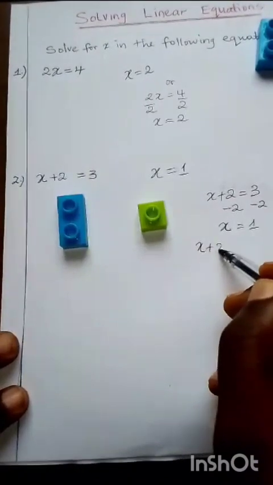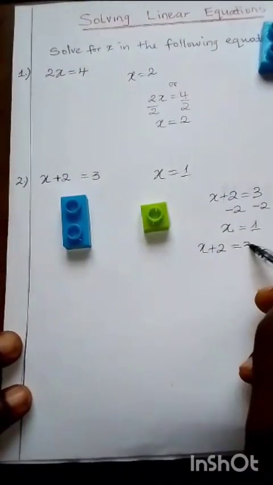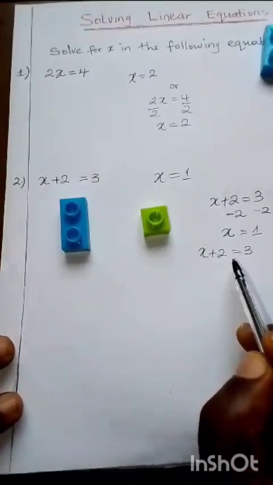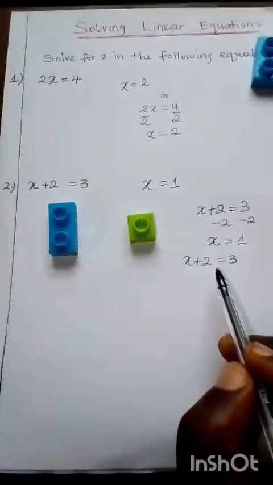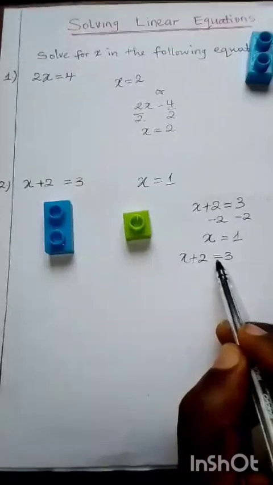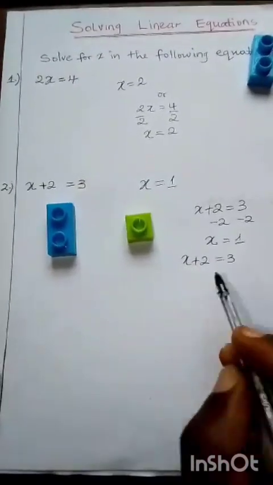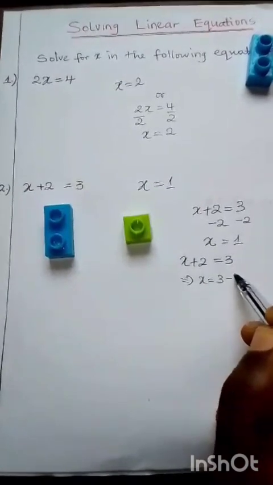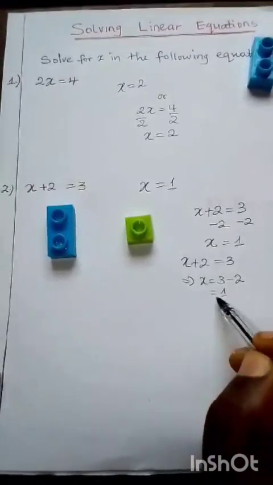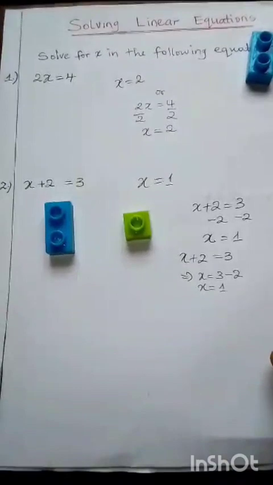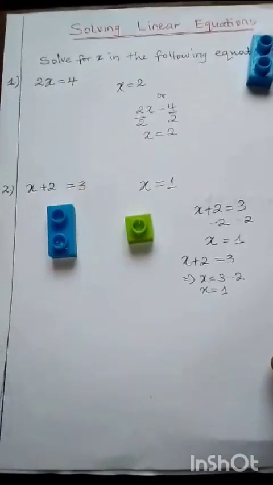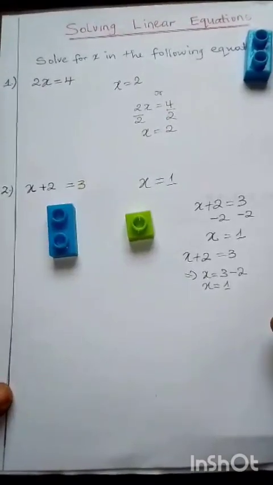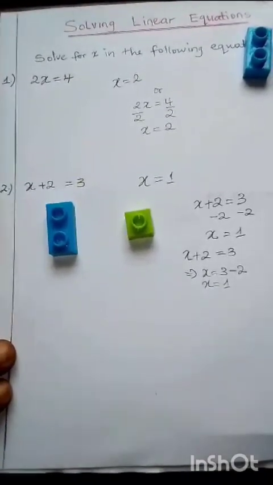Or another approach, x plus 2 is equal to 3. This is the equality sign here. If you cross the equality sign, positive becomes negative, which will give us x equal to 3 minus 2, which is 1. So x is equal to 1. That is using the rule method. All the methods will give us 1.